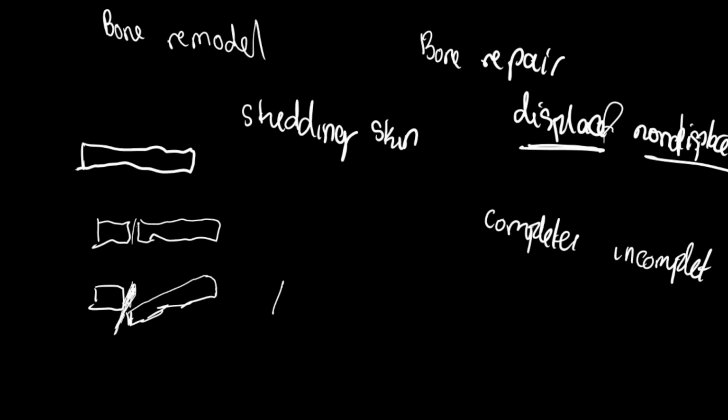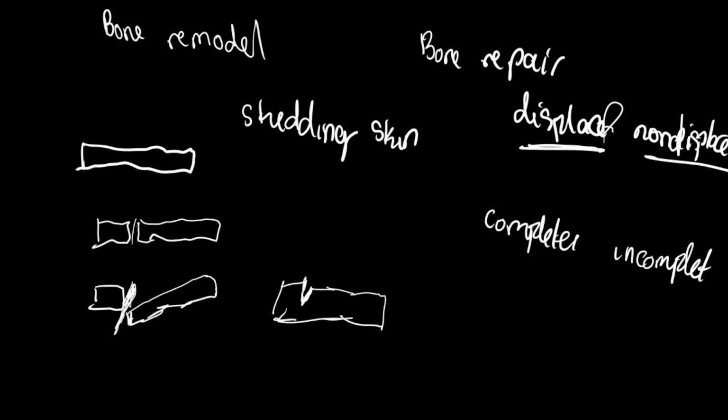However, we could have something like this. We can see that it's just a partial break. It's an incomplete fracture. The bone doesn't actually break into two. And as we would go on to see, it's associated with greenstick fracture.